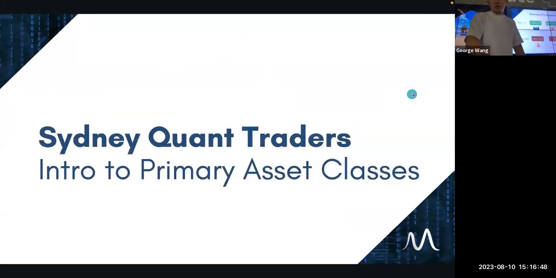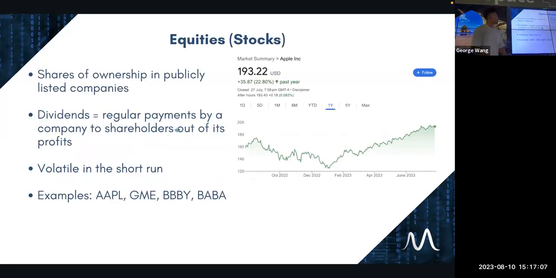Okay. All right, now we're going to talk about something called asset classes. Asset classes would be the securities that these companies actually trade, right? I'm going to go through the primary asset classes first. These are usually the underlying, the most fundamental asset classes being traded, okay? Right off the bat, we have equities, which are also known as stocks. These are shares of ownership in publicly listed companies, right?